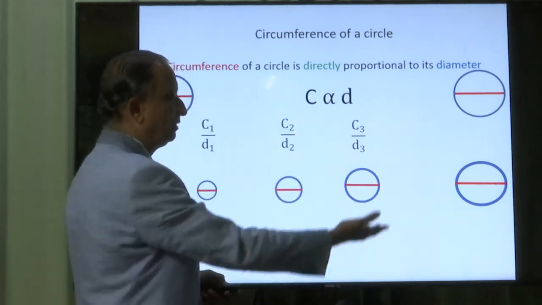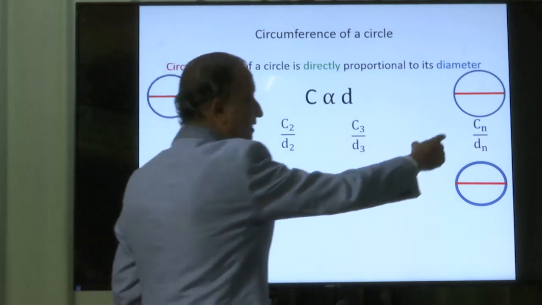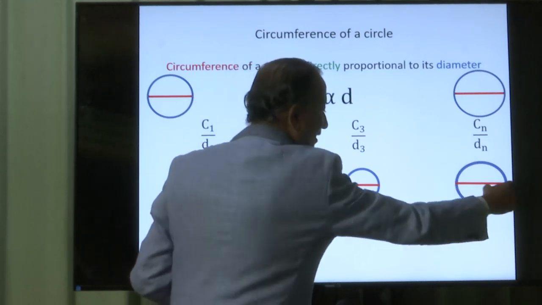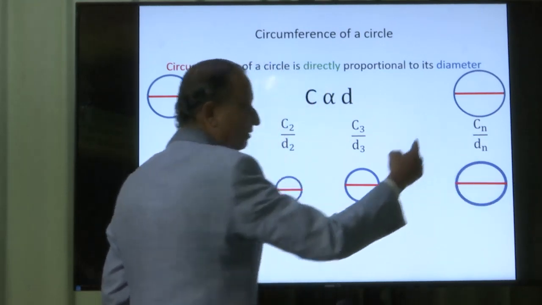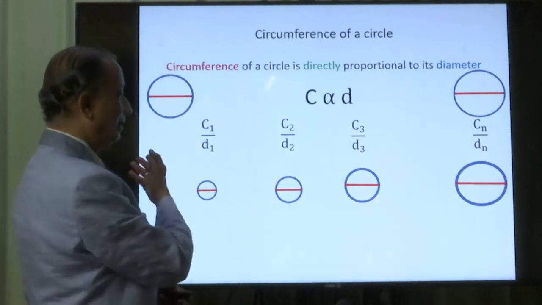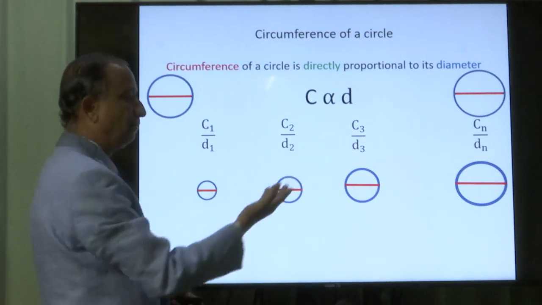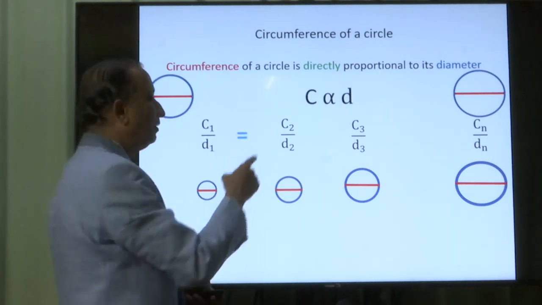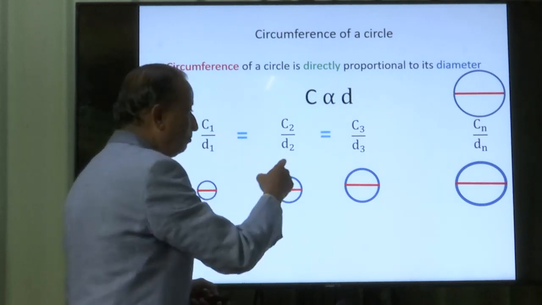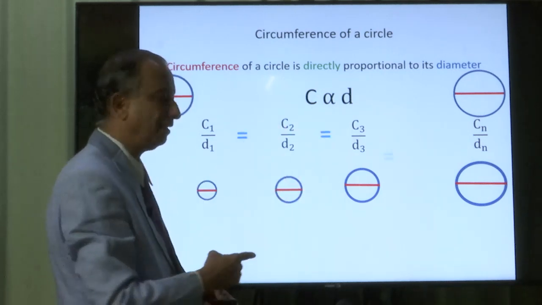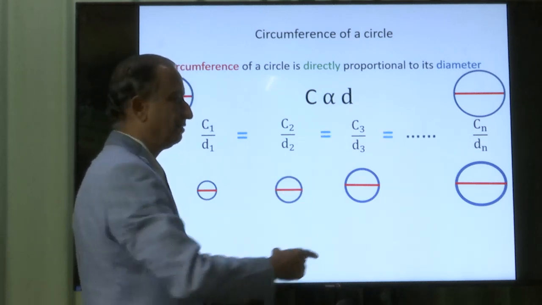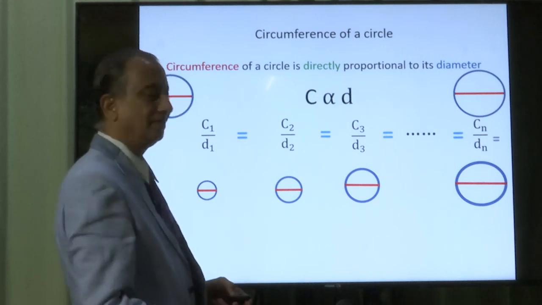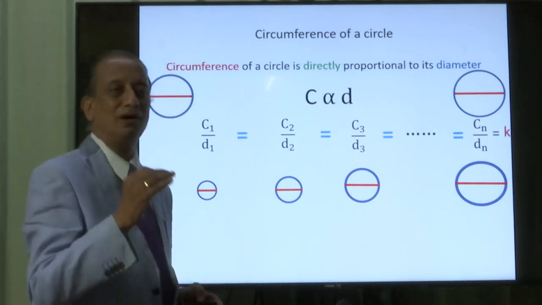Let us call the last ratio CN by DN, meaning the circumference of this last circle divided by its diameter. If you now compare all these quotients, you will see that C1 by D1 is equal to C2 by D2, and C2 by D2 is equal to C3 by D3, and C3 by D3 is always equal to CN by DN, and CN by DN is equal to K, some constant K.